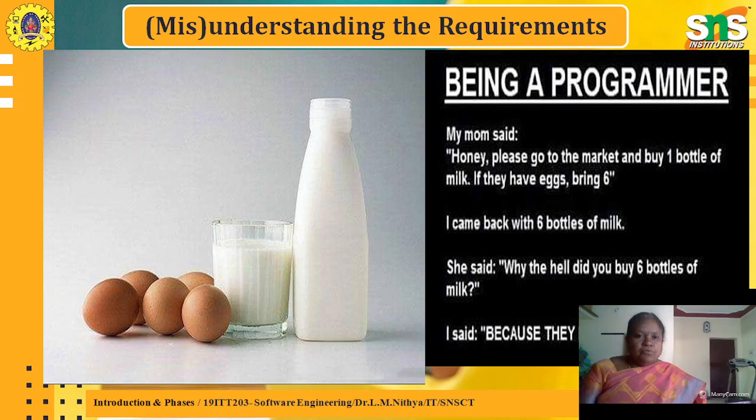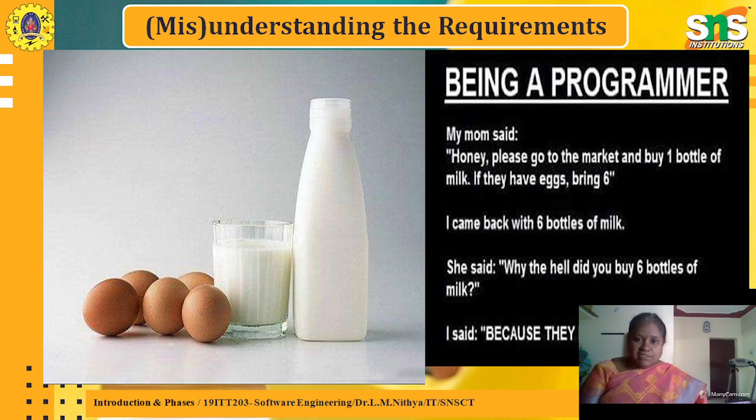There are many misunderstandings in the requirements. Here, the pictures show eggs, a glass of milk and a bottle. A mom said, honey, please go to the market and buy one bottle of milk. If they have eggs, bring six. The person went there and came back with six bottles of milk. She said, why the hell did you buy six bottles of milk? He said, because they had eggs.